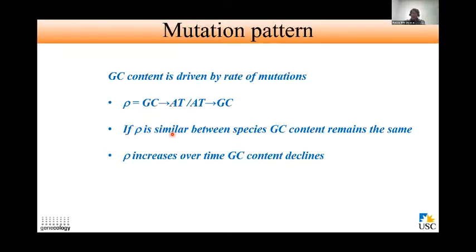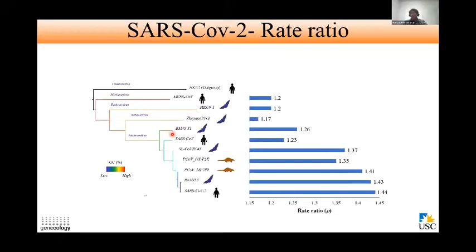So I checked this by simply calculating the rate ratios, the rho, for different genomes. As you can see, for MERS virus the ratio is only 1.2, and this increases to 1.44 for SARS-CoV virus. So this again shows the increasing rate ratio pattern, which resulted in GC decline. This further confirms our finding of decline in GC content.